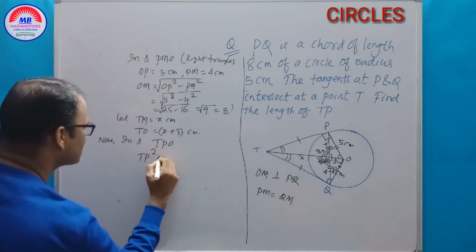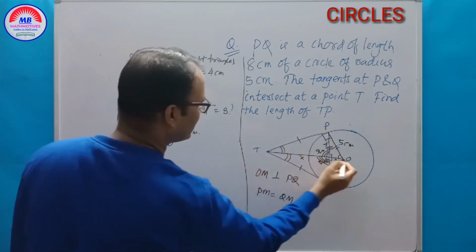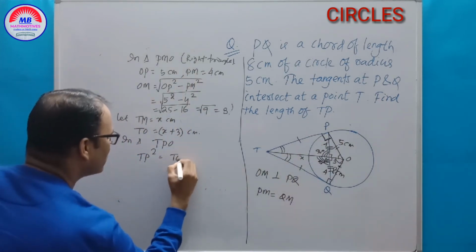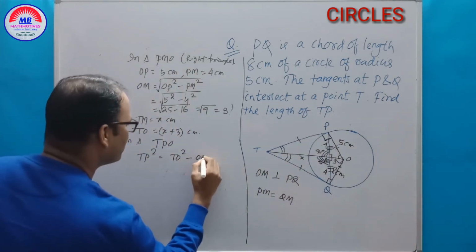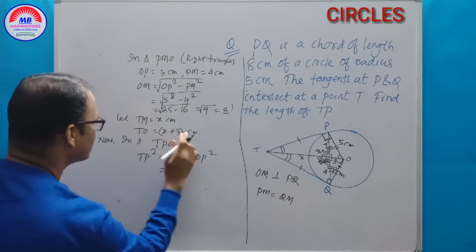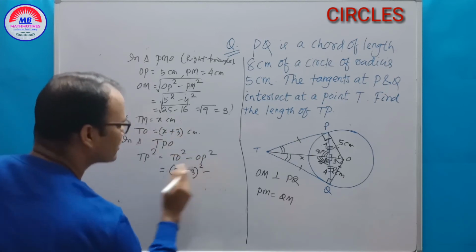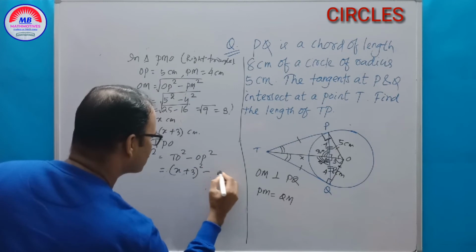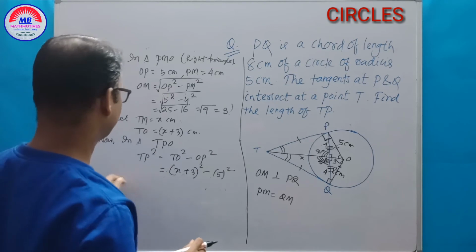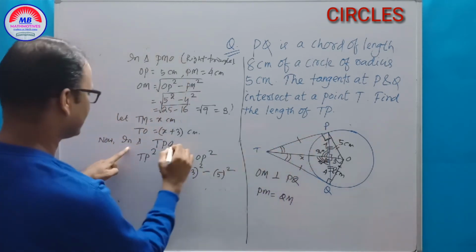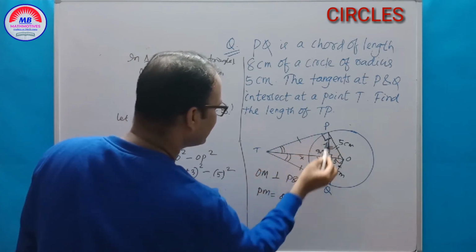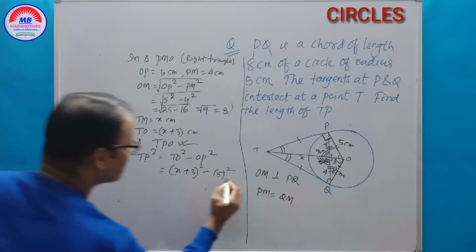it is at an angle 90 degree here. TP square equal to TO square minus OP square. TO is given x plus 3, so TP square equals (x plus 3) square minus 5 square. This is TP square equal to this one, in this triangle TPO. Similarly, from this triangle TPM, it is equation 1.